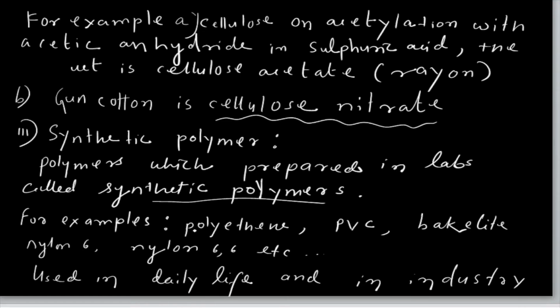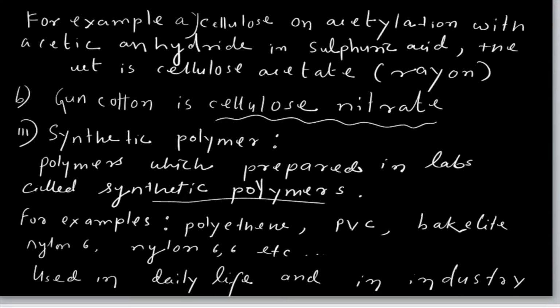In daily life, polythene, PVC, bakelite, nylon 6, etc. are used. So many polymers are there, and you will read about them after this. These are only made in the lab. They are very easy to prepare, and the cost is not so high compared to natural polymers. That is why they are used in our daily life and in different types of industry.